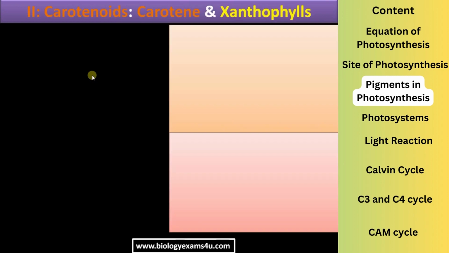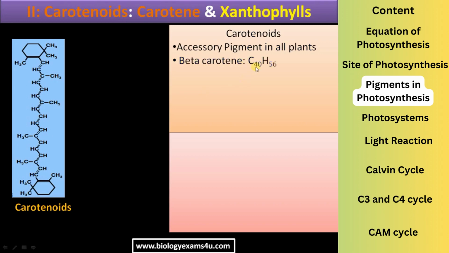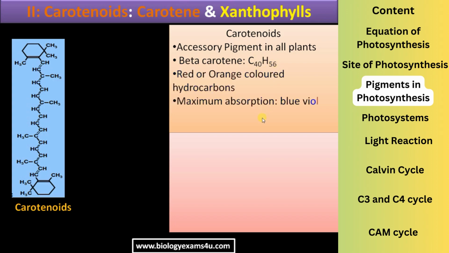Now the second class of pigments, that is the auxiliary pigments, the carotenoids. It includes carotene and xanthophyll. Carotenoids are auxiliary pigments in all plants. Beta carotene is an example. C40H56 is the formula. Red or orange colored hydrocarbons, with maximum absorption in the blue violet region.